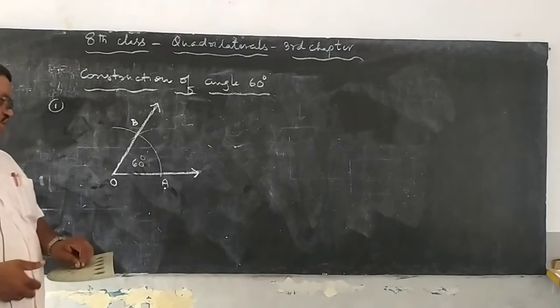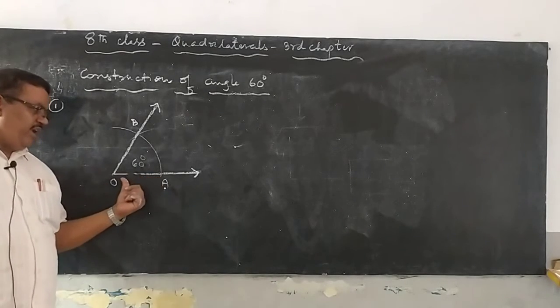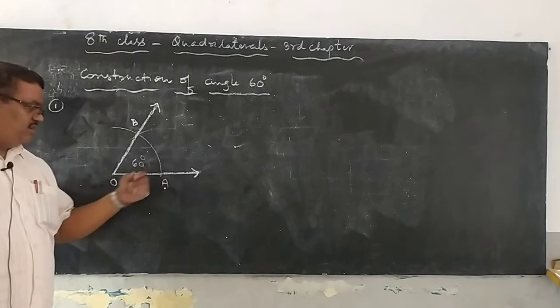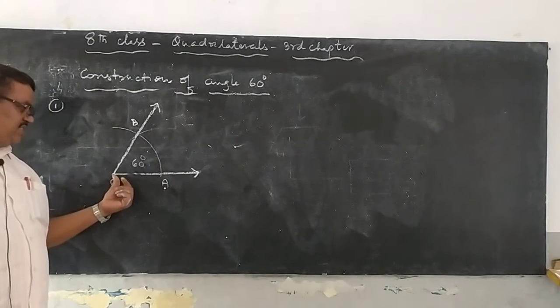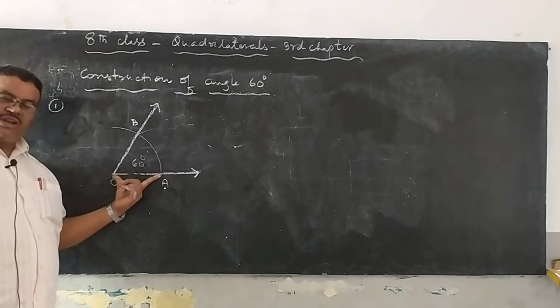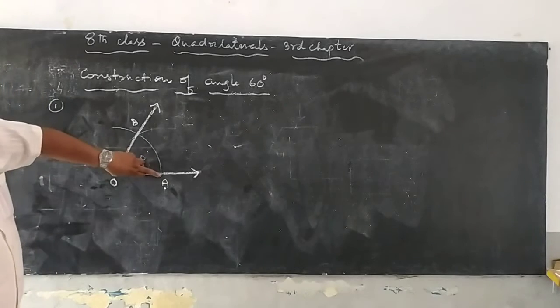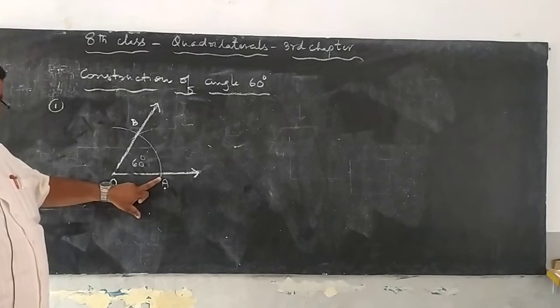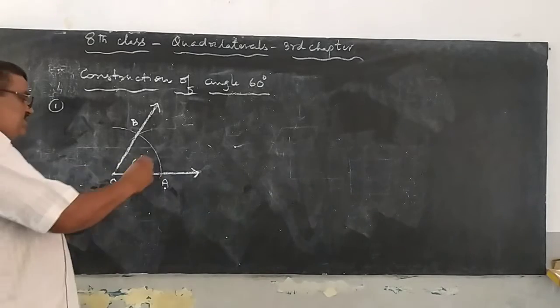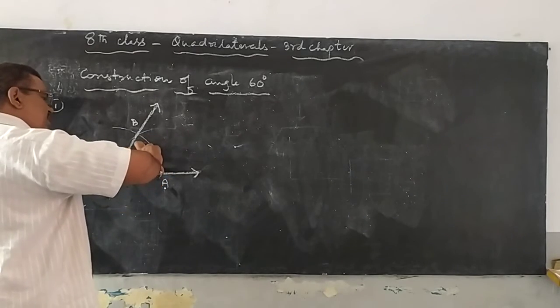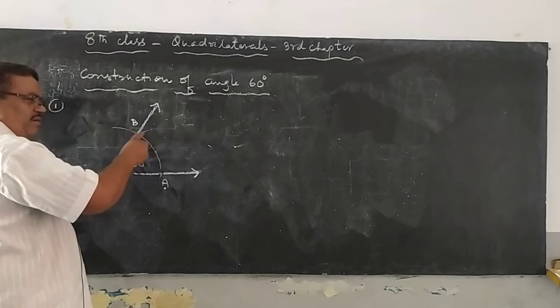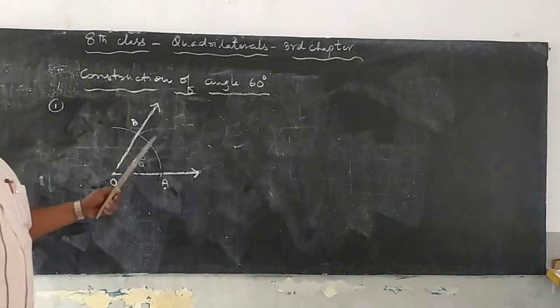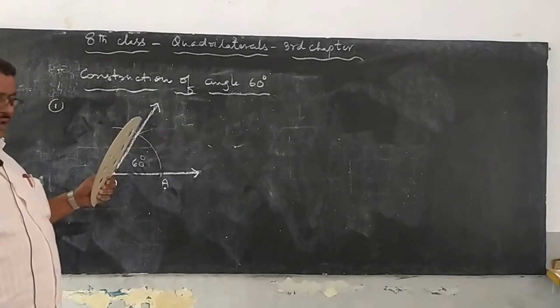What do we have to do in the construction? Draw a ray OA with some convenient radius. Afterwards, with O as center and some radius, draw an arc. Mark the point A on the ray. Afterwards, with the same radius from A onwards, draw one more arc intersecting the previous arc. The intersecting point is named as B.